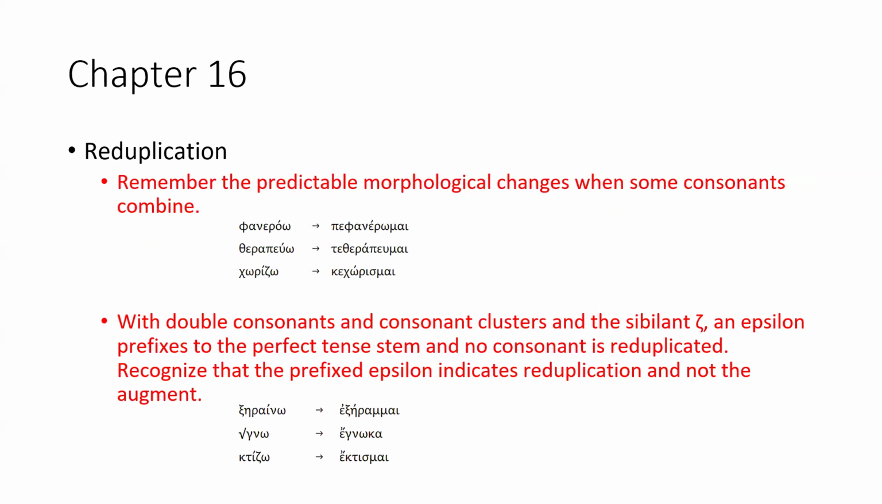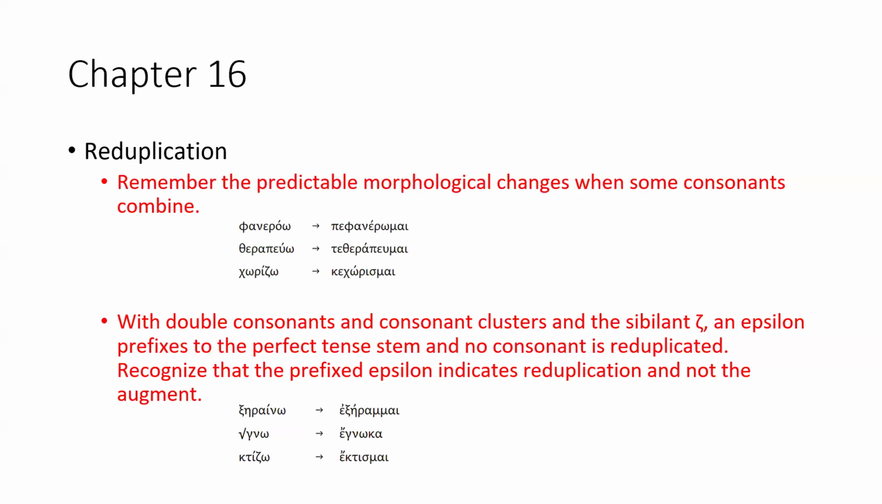Remember the predictable morphological changes when some consonants combine. This results in things like phaneroo becoming pephaneromai, therapuo becoming tetherapumai, chorizo becoming kechorizomai. With double consonants, consonant clusters, and the sibilant zeta, epsilon prefixes to the perfect tense stem, and no consonant is reduplicated.